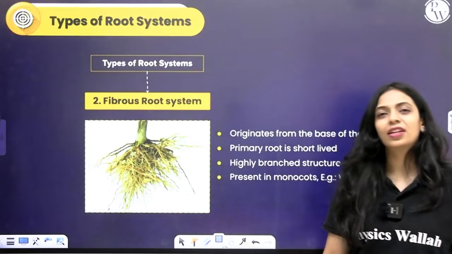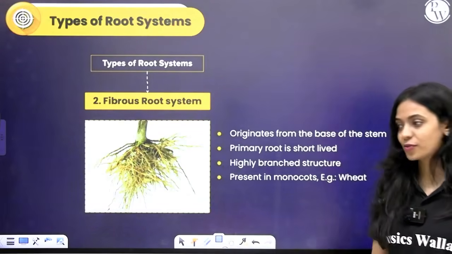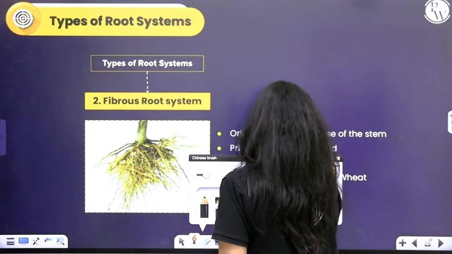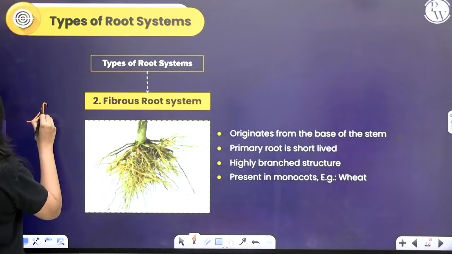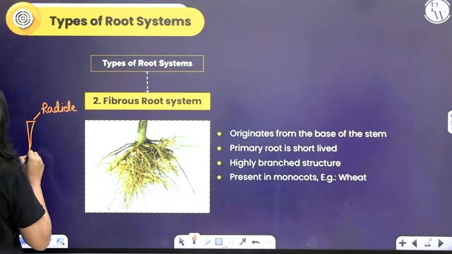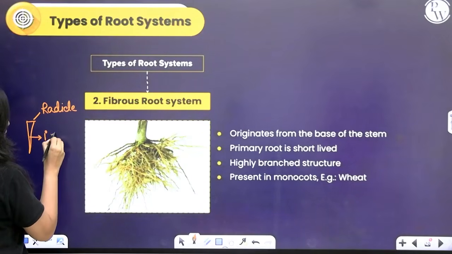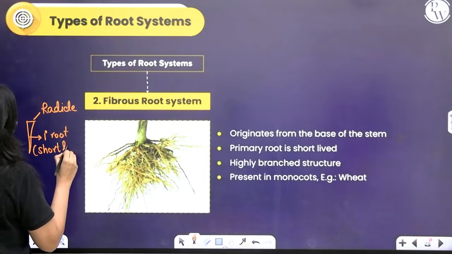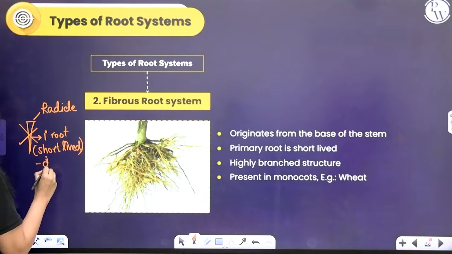Now, what is fibrous root system? Fibrous root system initially also is derived from the radicle itself. The radicle that is there in the embryo will elongate and give rise to a primary root. But this primary root is ephemeral, or short-lived. Very soon it will die.